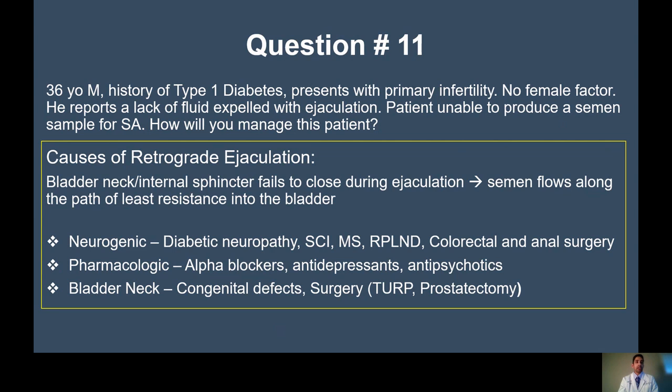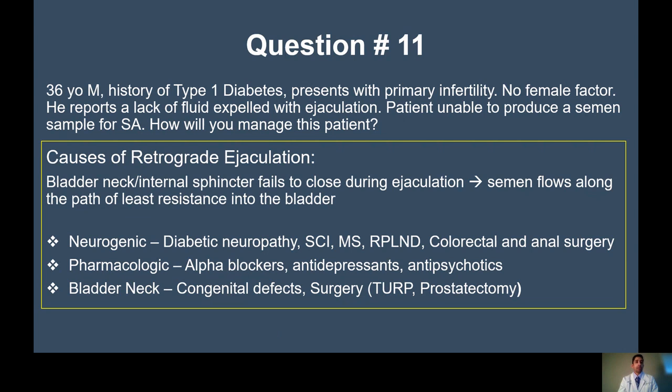They can be neurogenic causes. So in this particular patient, a history of type 1 diabetes that may not have been appropriately controlled over the years can lead to diabetic neuropathy, which prevents the bladder neck from closing during ejaculation and prevents the antegrade flow of semen. Spinal cord injury, multiple sclerosis, a history of retroperitoneal lymph node dissection, history of colorectal or anal surgery can all affect the nerves to the bladder.